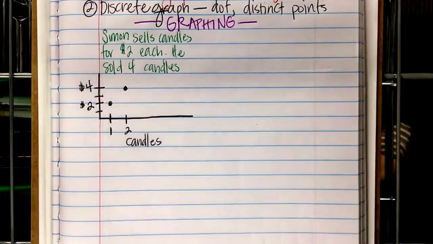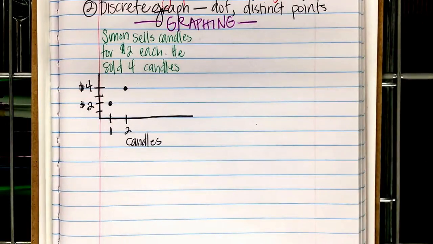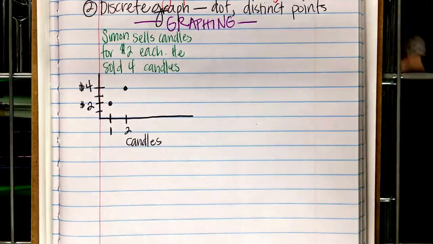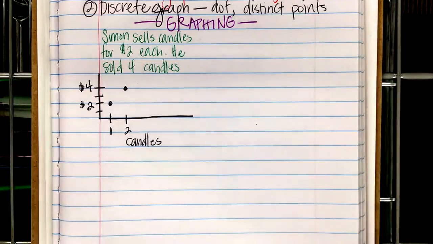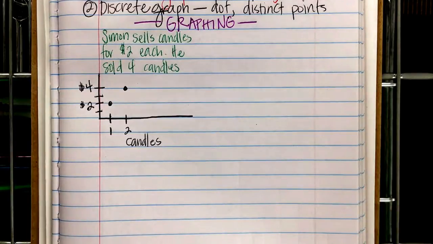So, you have distinct points, right? You cannot have an in-between. It is specific for each activity. That's a discrete graph.